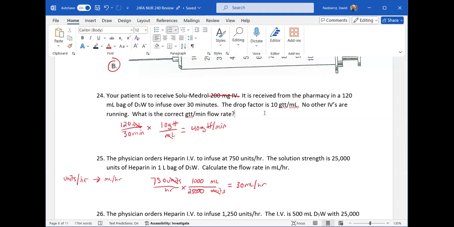And the reason being is that you're trying to figure out what to do with that 200 milligrams, but you don't need to worry about the 200 milligrams. That just tells you the strength of the IV solution. It's the same thing as saying I have 0.9% normal saline or half normal saline or 5% dextrose water. It doesn't matter what it is. You just care about how quickly it's being administered. So you just take your volume over time, 120 over 30, times 10, and that's how you get your answer of 40.